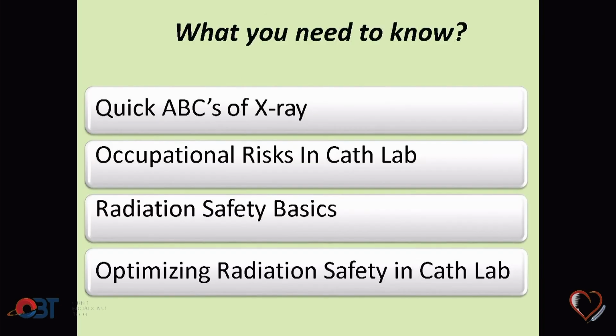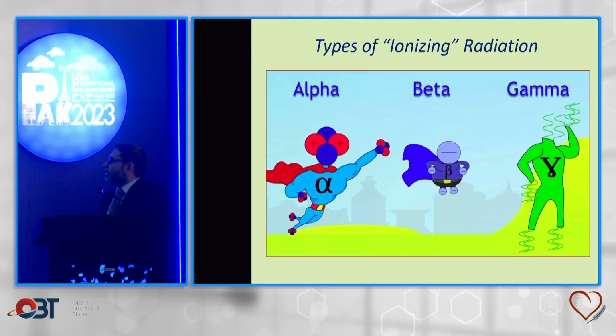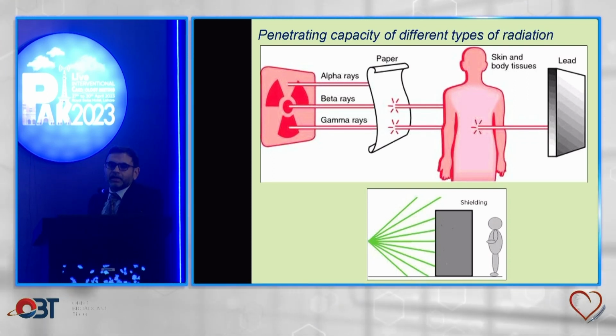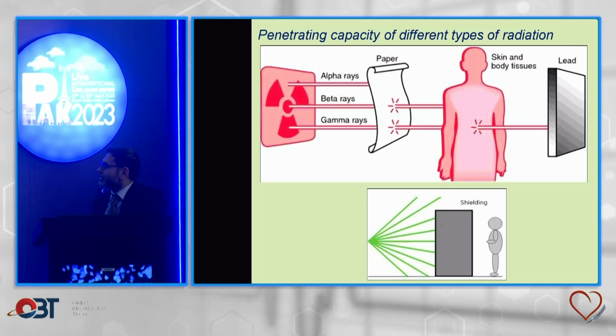So what do you need to know about it? You need to know quick ABC of the X-ray, occupational risk in cath lab, radiation safety basics, and optimizing the radiation in the cath lab. So there are three types of radiation: alpha, beta, and gamma. Gamma is the one that we are more interested in because this is the one that can penetrate through the body. Alpha and beta cannot, but gamma cannot penetrate through the lead, and that's what our savior is.